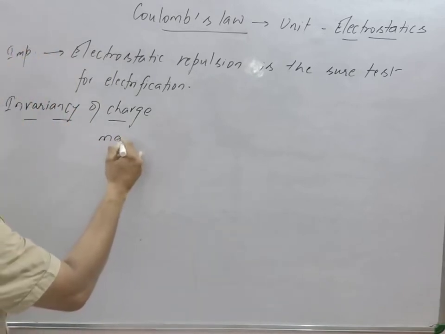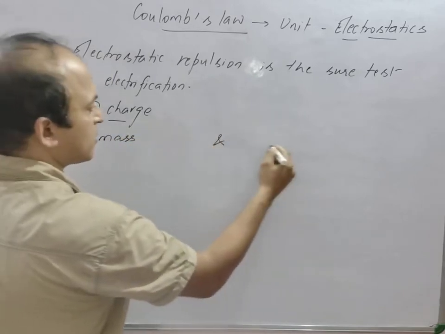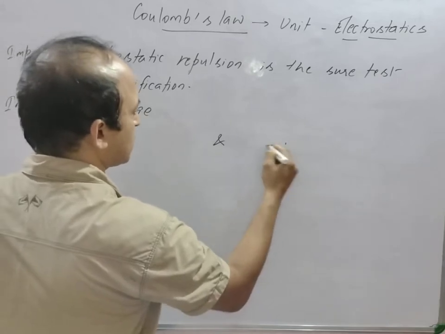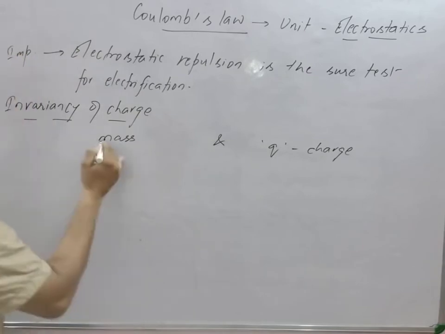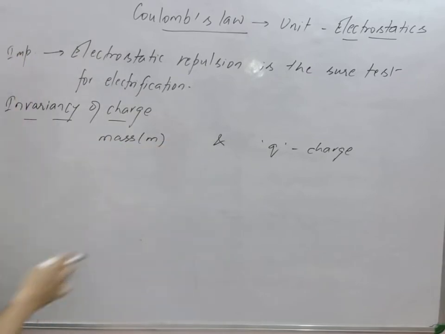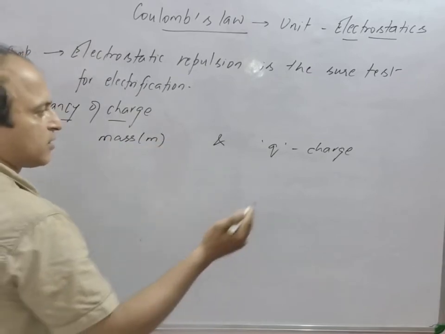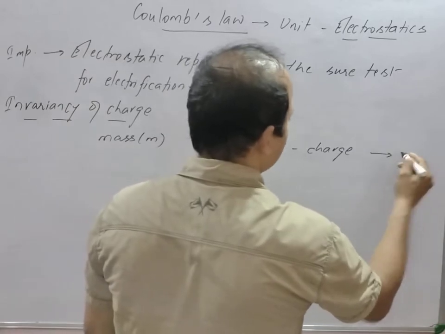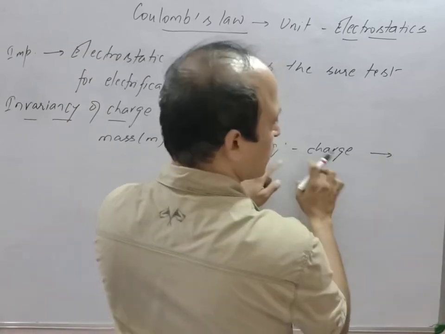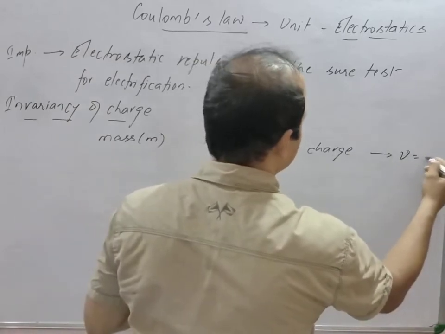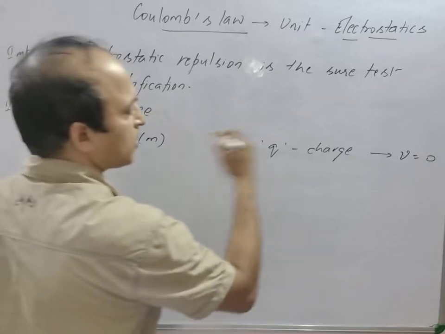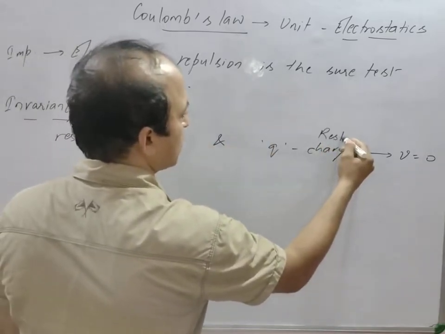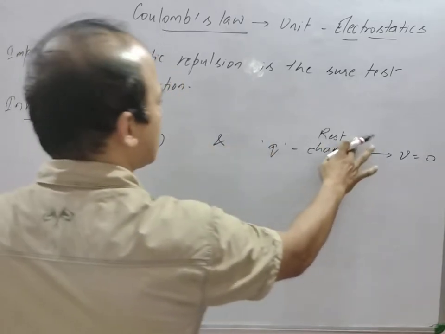Let us talk about mass and let us talk about charge. Say the initial charge on the body is Q and the initial mass of the body is say M. Now what happens? Initially the body is at rest. So if the body is at rest, this is known as rest mass and this is known as rest charge. Here the velocity of the body for both of them is 0. So we can also call this the value of charge when the body is at rest.